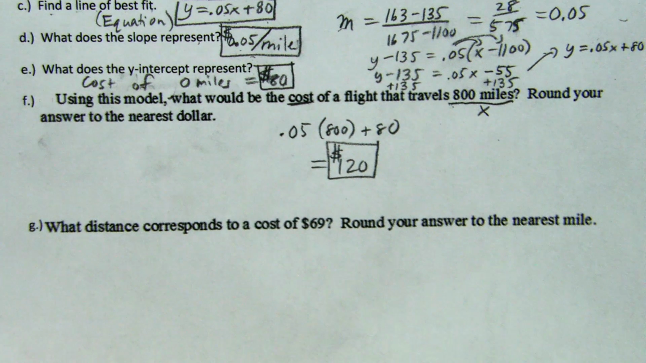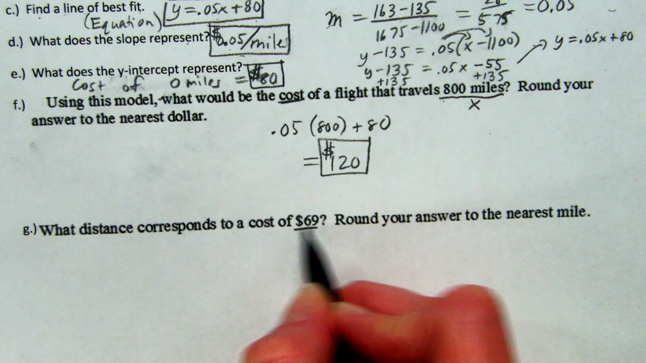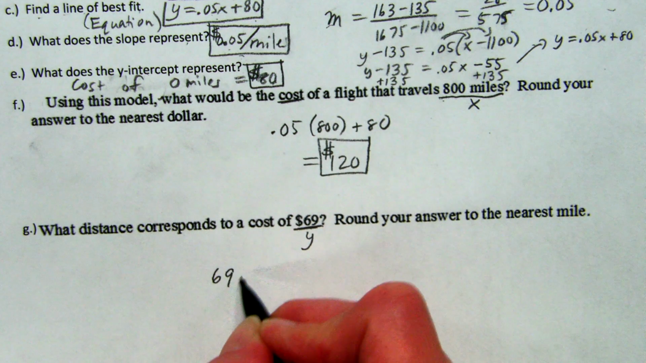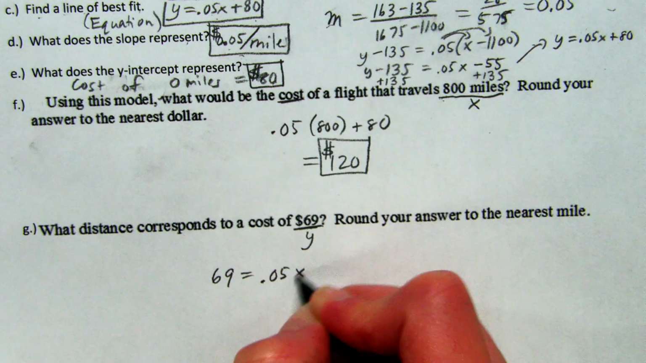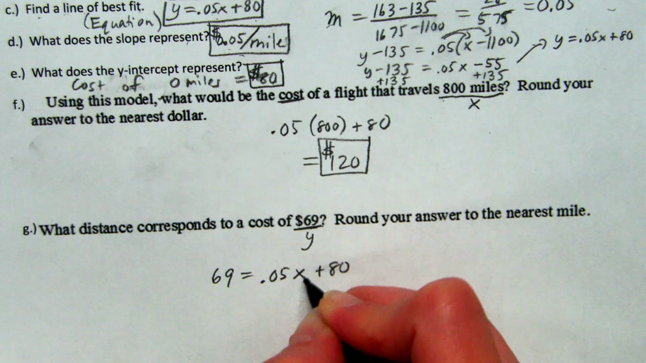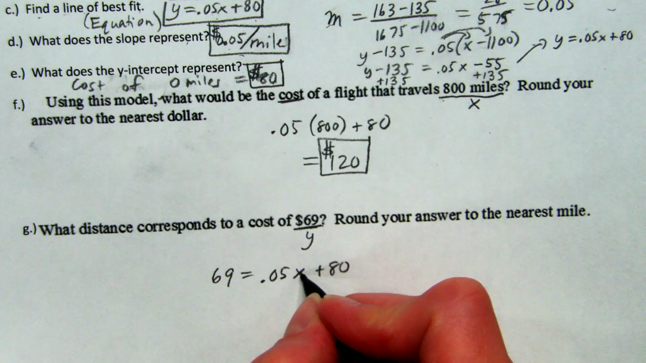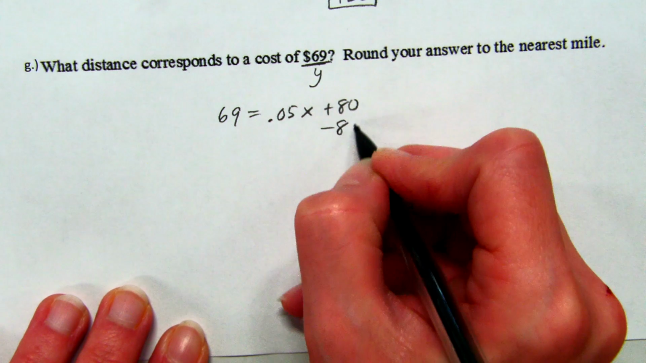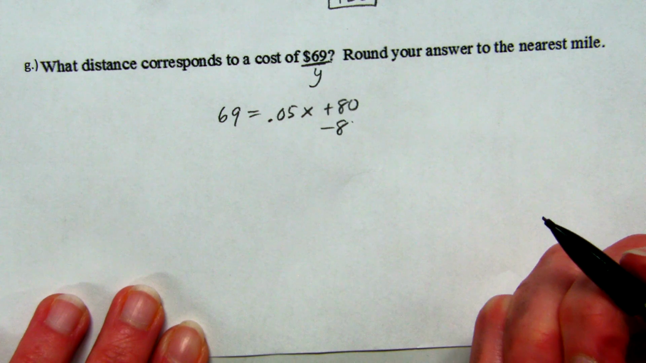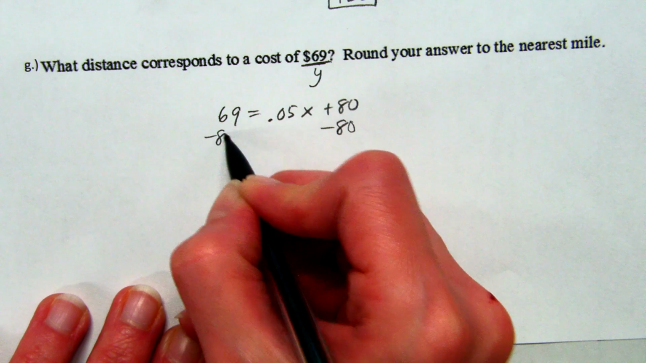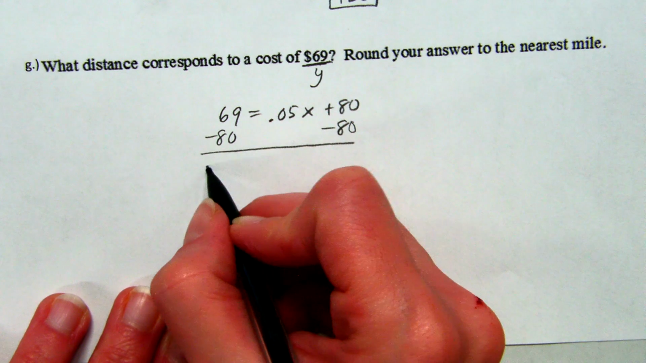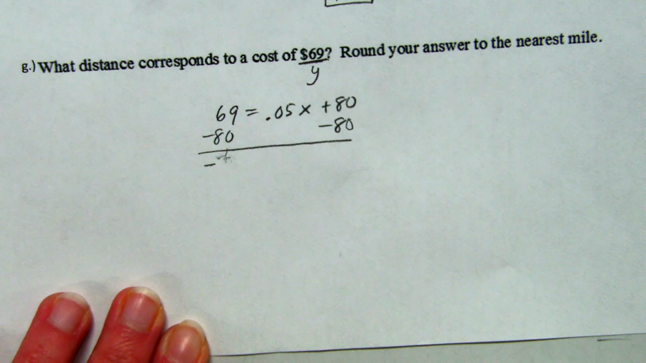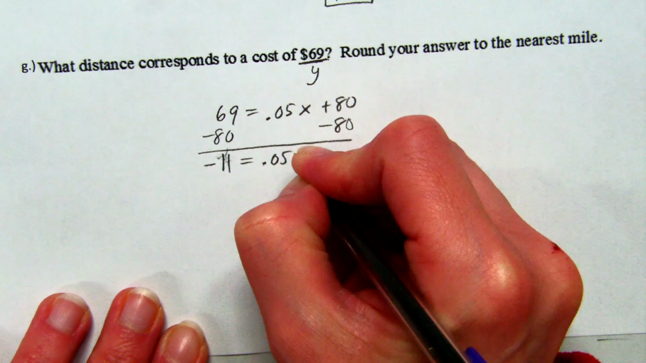Then it says what distance corresponds to a cost of $69. So they're giving us a y value. We're going to put this in where the y is. So 69 goes on the other side of the equation. We have 0.05x plus 80, and we're going to figure out what that mileage is. So we solve this just like a normal equation. Subtract. It doesn't look right, does it? So we're going to get a negative. Well, let's just find out. So we get negative 11 over here and 0.05x over here.